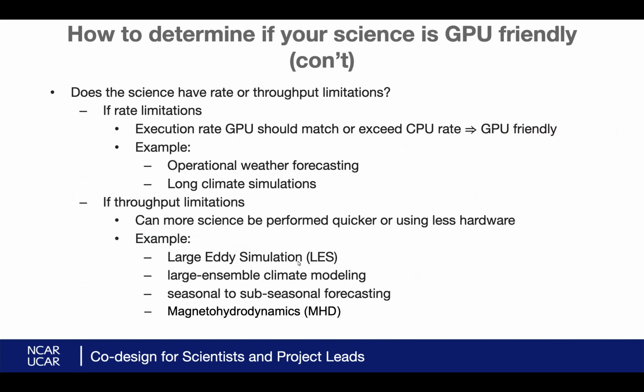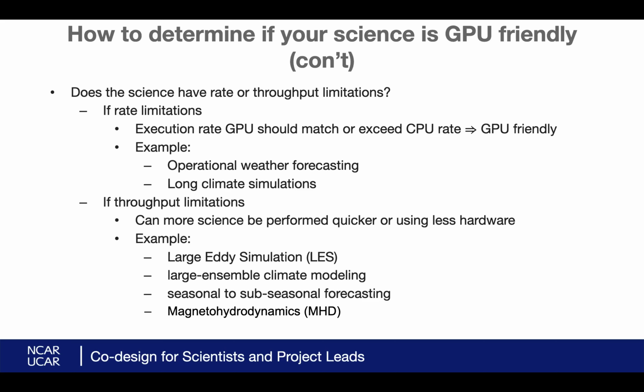All right. The other thing to consider here is, does the science have rate or throughput limitations? Rate limitations means that you do need to run at a particular rate. In that case, execution on GPU should match or exceed the CPU rate. That would make it GPU friendly. An example of this is operational weather forecasting. You really do need to get the forecast out before the weather happens. So there's a really strict rate constraint on that.